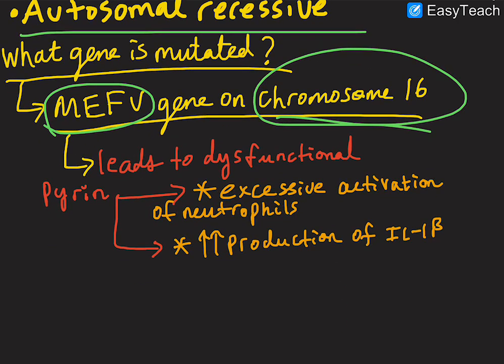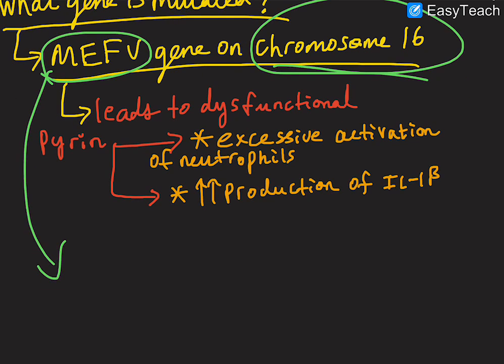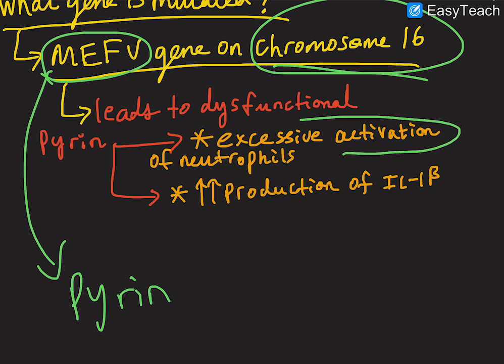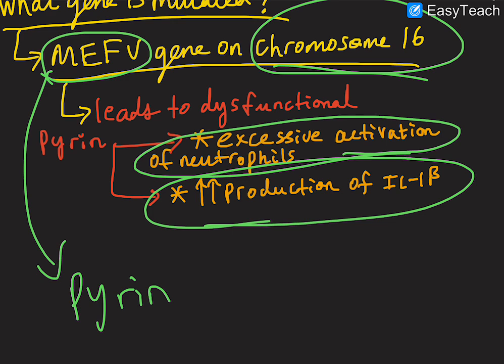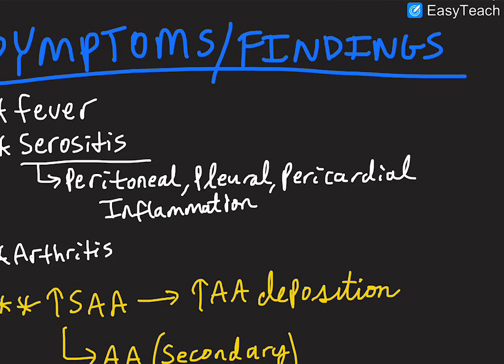If this gene is mutated, you have dysfunctional pyrin. So actually this gene, if you make it undergo transcription and translation, codes for a protein called pyrin. Pyrin prevents excessive activation of neutrophils and excessive release of interleukin 1 beta. If you have a mutated MEFV gene, you don't have a functional pyrin protein, so you're going to have excessive activation of neutrophils and excessive production and release of interleukin 1 beta. So let's see what that's going to lead to.